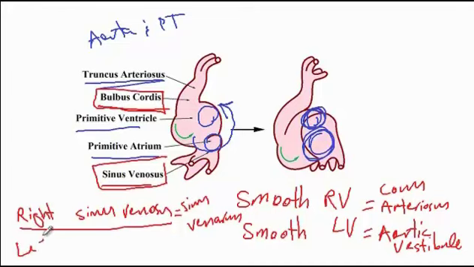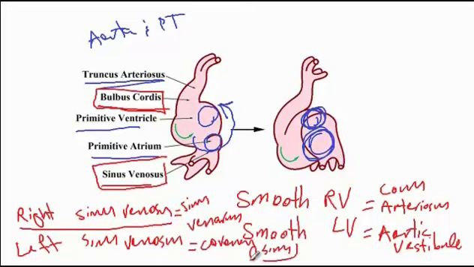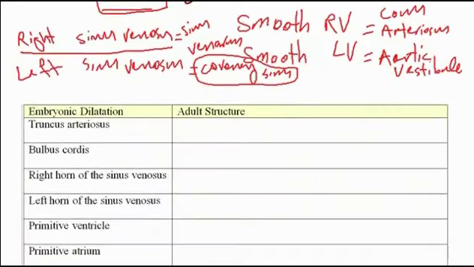And then we have a left horn of sinus venosus, which gives rise to the coronary sinus. And this is the smooth region where blood from the coronary vessels empty into the right atrium. So let's go through this table and fill that together.